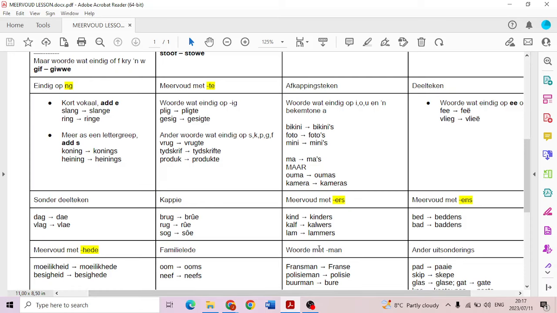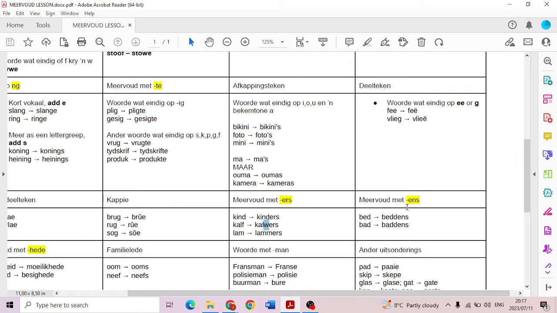So these are the three common ones, which is why I would also recommend you study these. So kind becomes kinders, golf becomes golfers, note the W, and then lam becomes lammers. Okay, let's move on to the next one. Meervoud made ends.